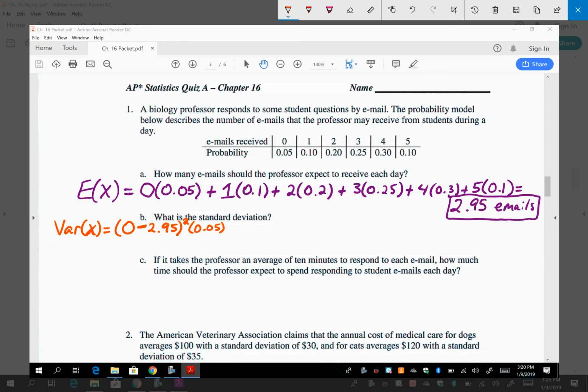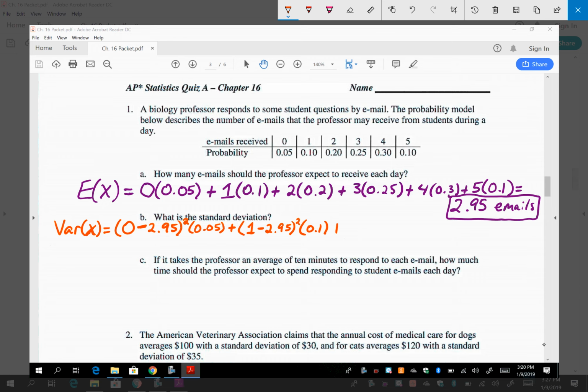All right? Plus, the next option is 1. 1 email minus the average of 2.95. Square it. Times, what was the likelihood the professor gets 1 email from a student? 0.1, 10%. Now again, I want you to write plus and type that in. I'll tell you when to hit enter. Don't hit enter yet.